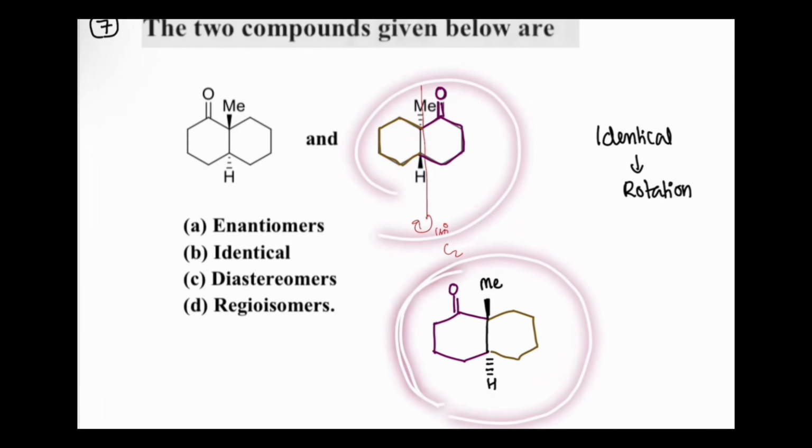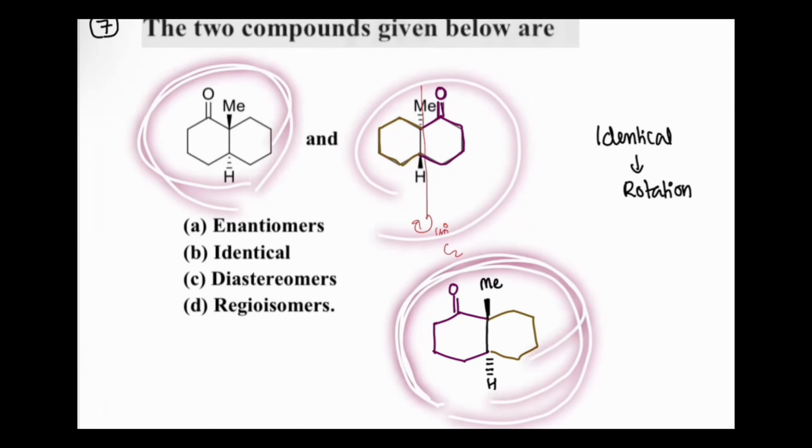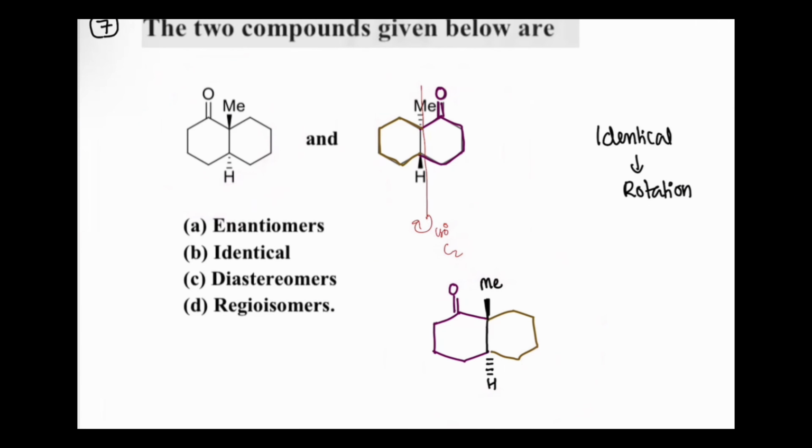Now if you compare this molecule with the first molecule, we can see these are exactly similar. So just by doing a C2 on the second molecule, or just by rotating the second molecule, we are getting the first molecule from the second molecule. That means both of these are identical. So the answer will be B. These will be identical molecules.